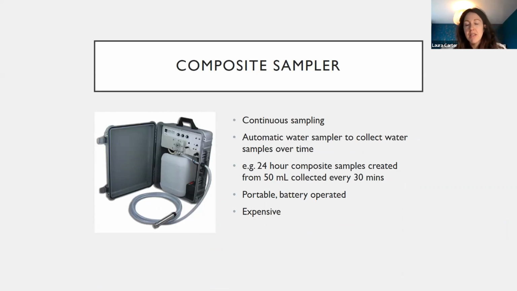And lastly, the final option I'm just going to briefly introduce is a composite sampler. Like passive sampling, it's effectively collecting the pollutants over time, so you get a more comprehensive picture of contamination. What you do is set the collection frequency and the volume. Here I just provided the example that we've used before: 24 hours of collection, and every 30 minutes 50 ml was collected into this big tank.